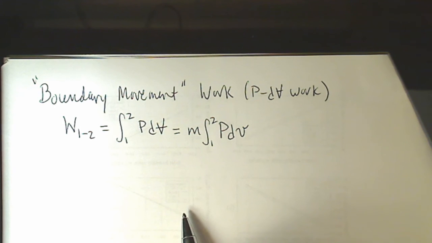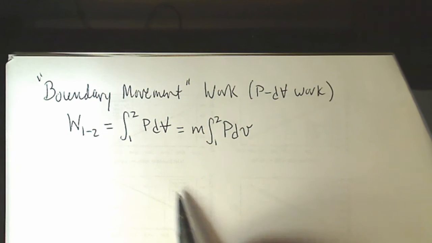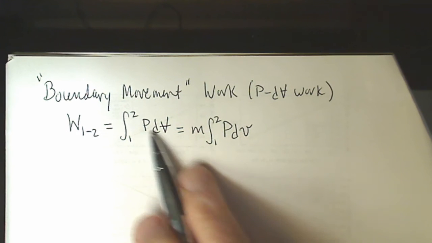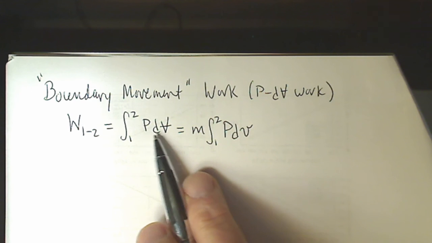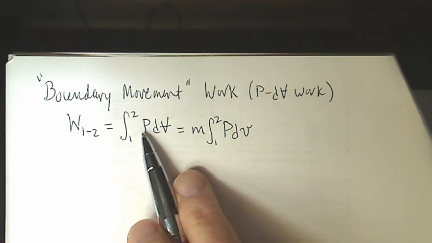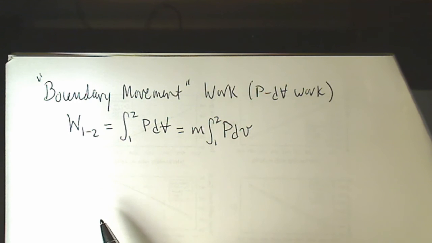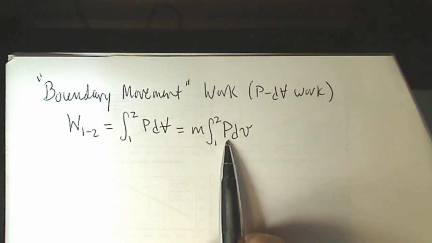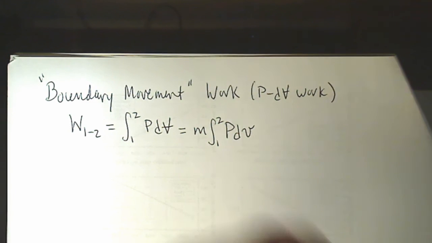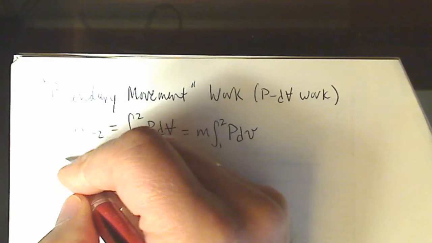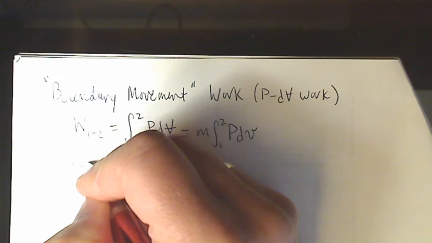So as has been stated, in order to evaluate this integral, we need to know how P varies with V, the volume. Or, another way, how does P vary with specific volume? So let's look at some examples. I think this is one that we've seen before.